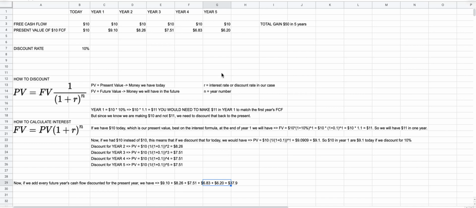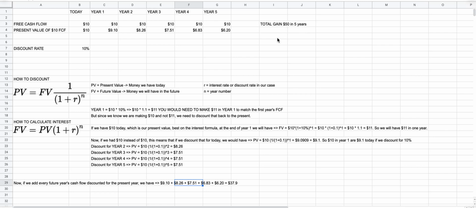So if we discount that gain, that total $50 gain in 5 years that we're going to be getting, we need to be paying at most 37.9 to make sure that we're making some profit of 10% a year, right? This is what this whole concept of the discounted free cash flow model means. We want to use mathematics in order to determine how much we are going to be willing to pay today in order to make $50 in this case in 5 years.